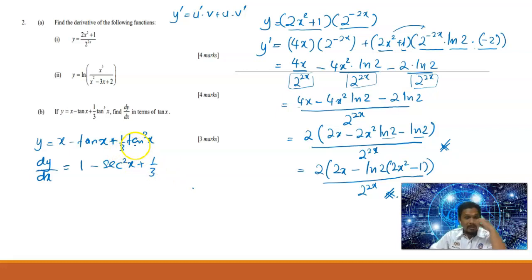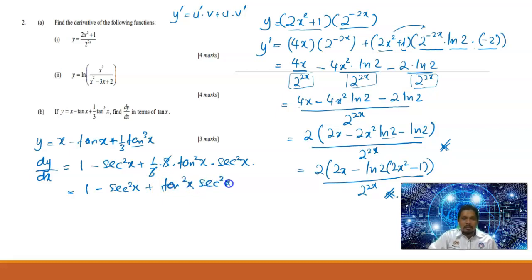Okay, now for this one here, we are going to differentiate the power of this function first. 3 multiplied with 3, then tangent 3 minus 1 equal to 2, tangent square x. Then differentiate the trigonometric function. Differentiate tangent, secant square x. And differentiate x equal to 1. Okay, so now 3 divided by 3, we have 1 minus secant square x plus with tangent square x secant square x.